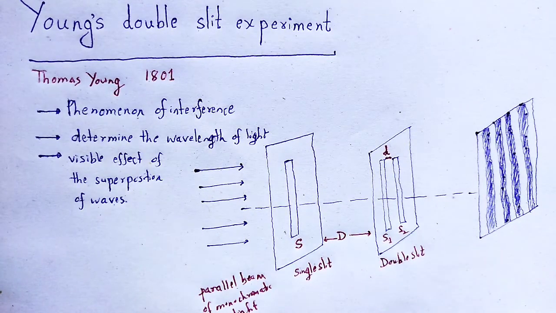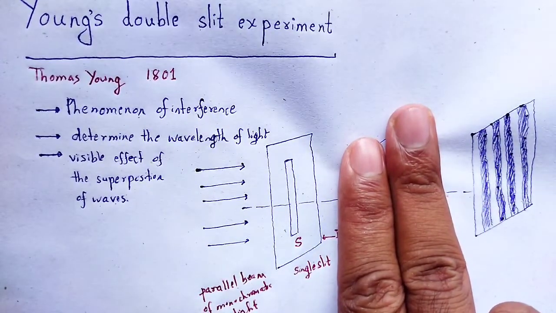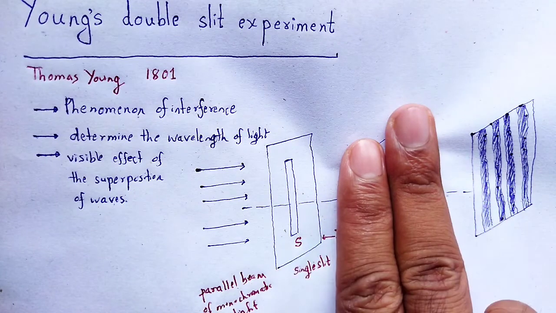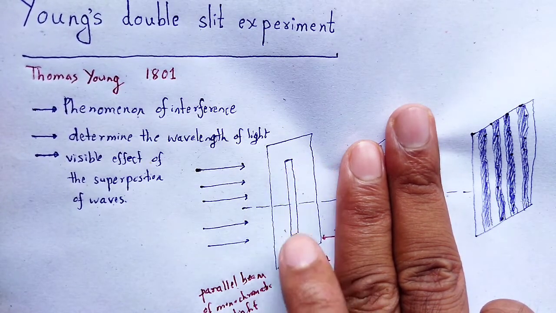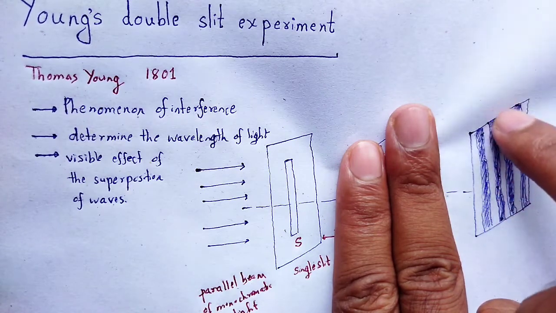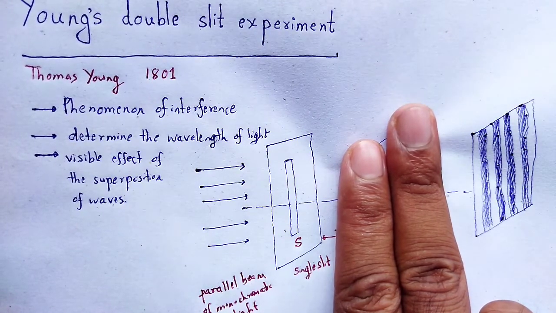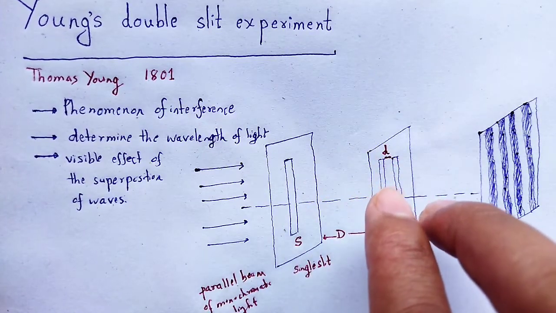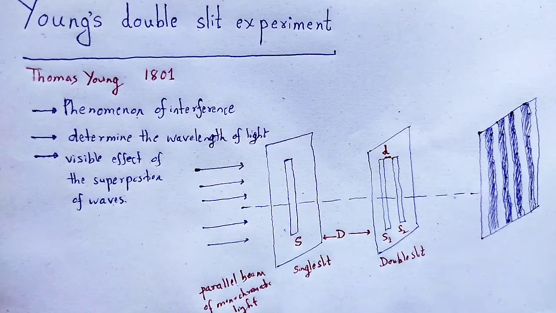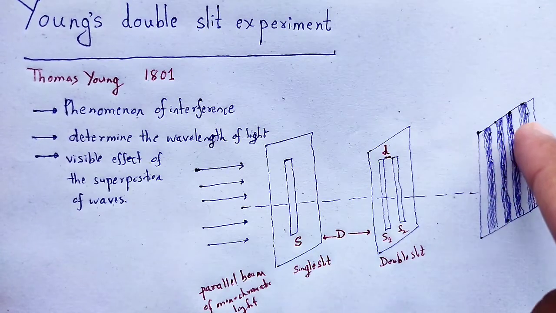When one slit is open, that is, when the other slit is closed, we obtain general illumination on the screen, which means a bright spot on the screen. But when both the slits are kept open, we obtain alternately bright and dark bands on the screen.